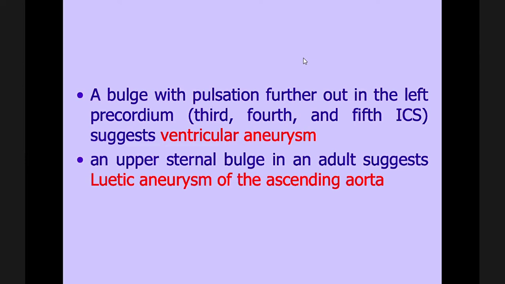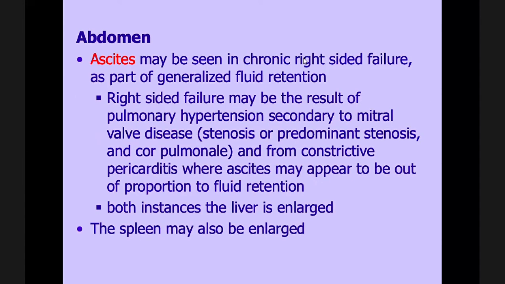If there is an upper sternal bulge in an adult, this suggests aneurysm of the ascending aorta. Because the sternal angle, at the upper portion of your sternum, below that is your aorta. So if there is bulging on that area, this may suggest aneurysm of the ascending aorta.